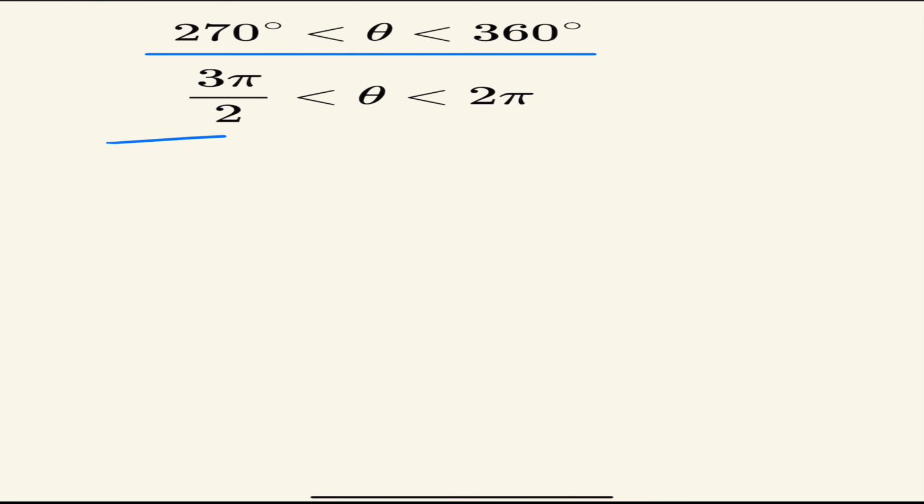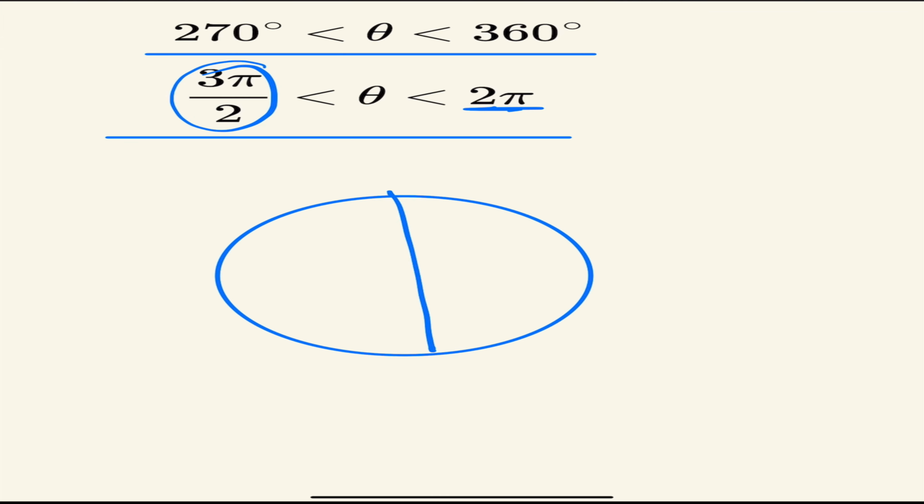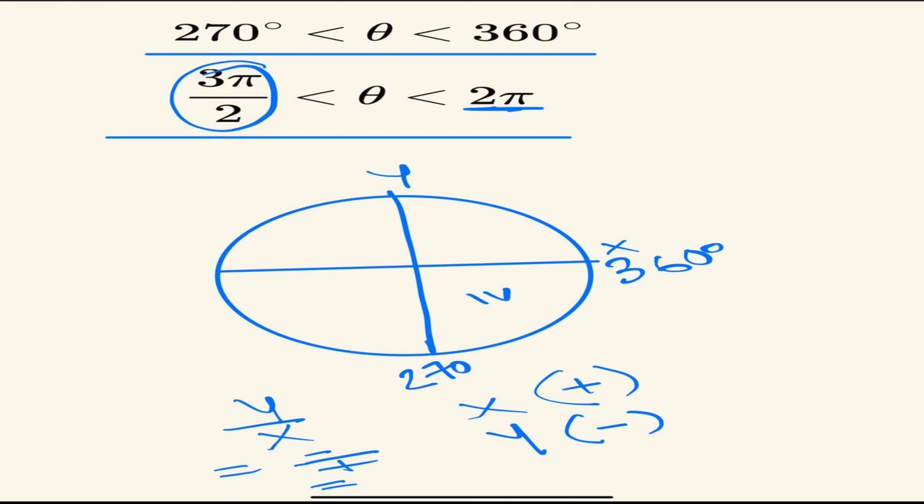If the angle falls between 270 to 360, or between 3 pi by 2 and 2 pi, it is in quadrant 4. Okay, if you draw the circle, you will see that it's going to be the fourth quadrant, since it's 270 to 360, right? In the fourth quadrant, what happens? Since it's x and y, here x value is positive, y value is negative. That means the ratio y divided by x is negative divided by positive, which is negative.